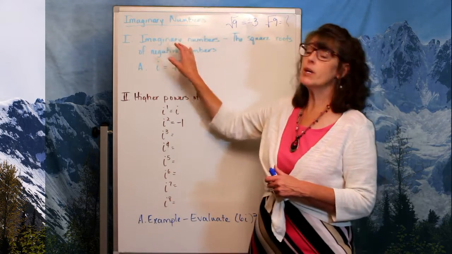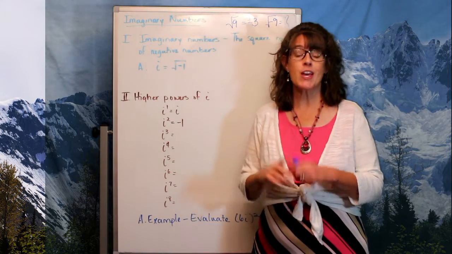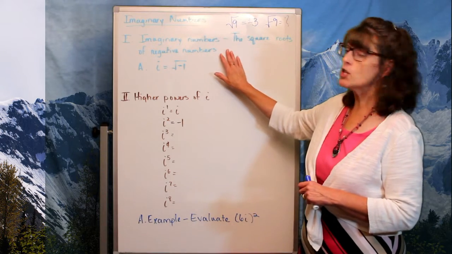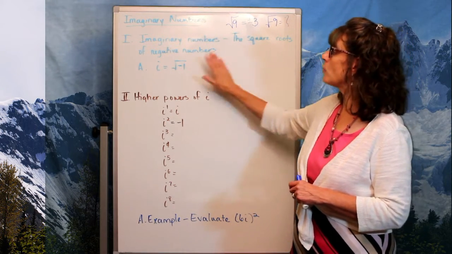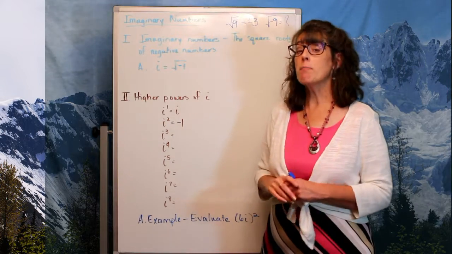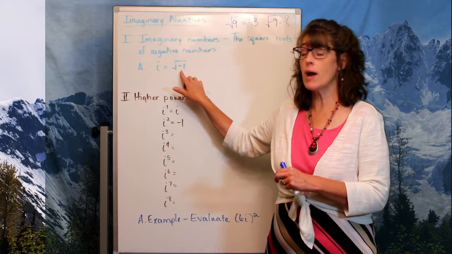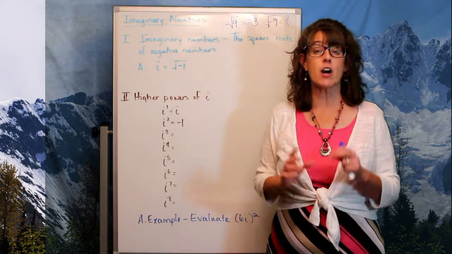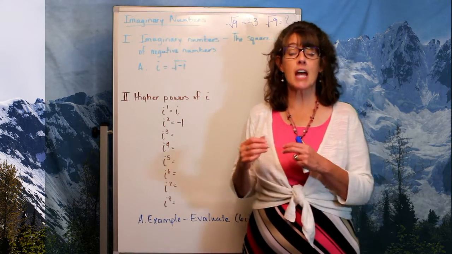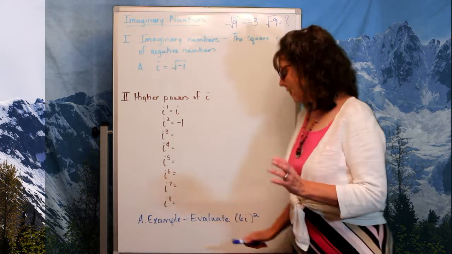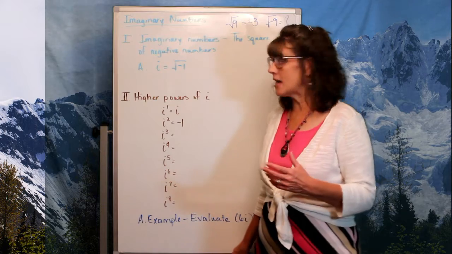But if we utilize imaginary numbers, now we can evaluate negatives underneath radicals. So the definition of an imaginary number is the square root of a negative number. So by definition, if you see a negative 1 underneath the radical, that is the equivalent of i. So whenever you see a negative underneath the radical, you think i. Now, let's take a look at expanding that a little bit.